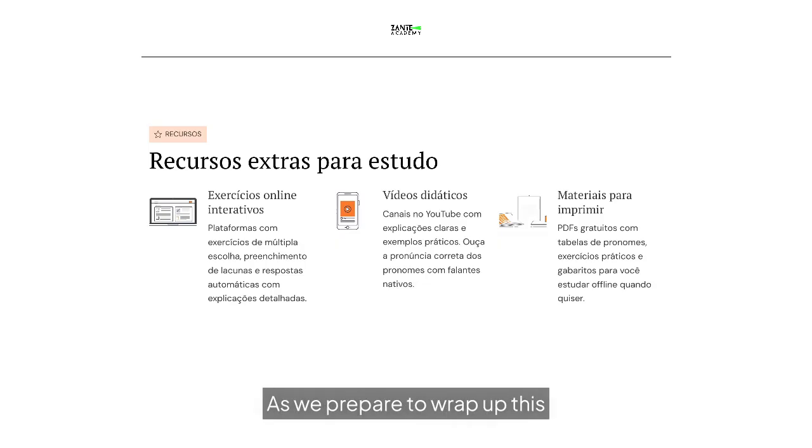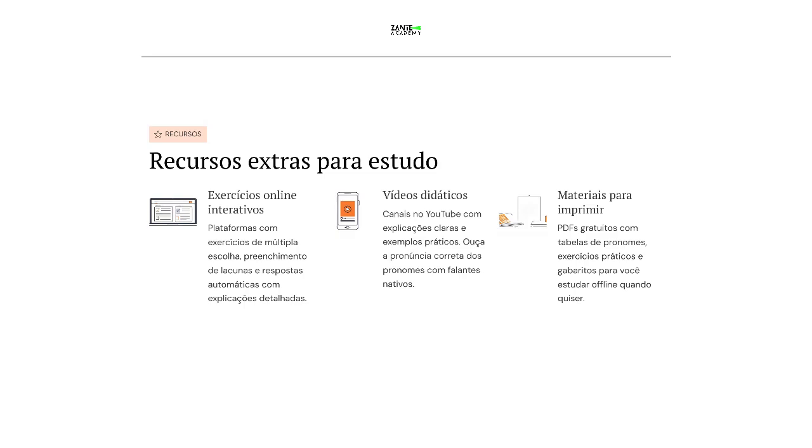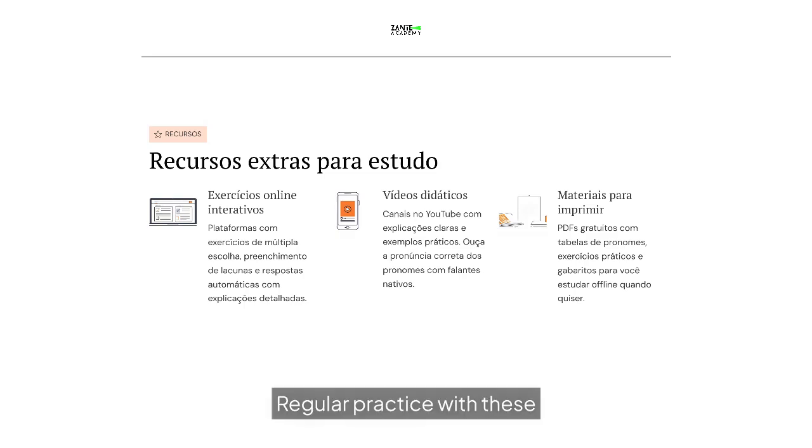As we prepare to wrap up this section, think about how you can incorporate these resources into your study routine. Regular practice with these tools will not only solidify your understanding, but will also boost your confidence in using personal pronouns. In our next slide, we will summarize everything we've learned so far and prepare for the final steps in your English learning journey. Let's keep the momentum going.